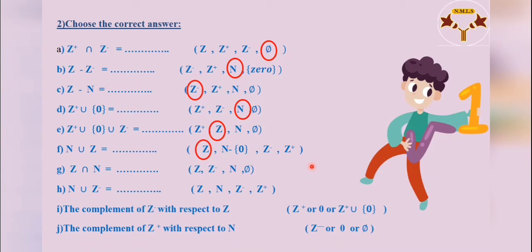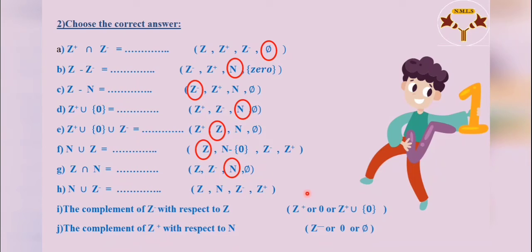Number G, we want the intersection between them. The union is the big set and the intersection is the small set. So Z intersection N, N is inside Z, so the intersection between them is the small set or the subset. Here the set of N. So Z intersection N equals N.